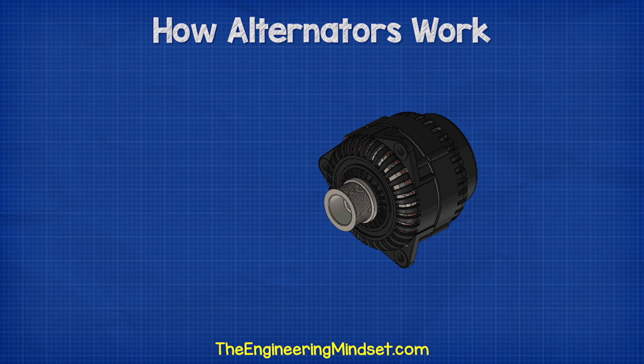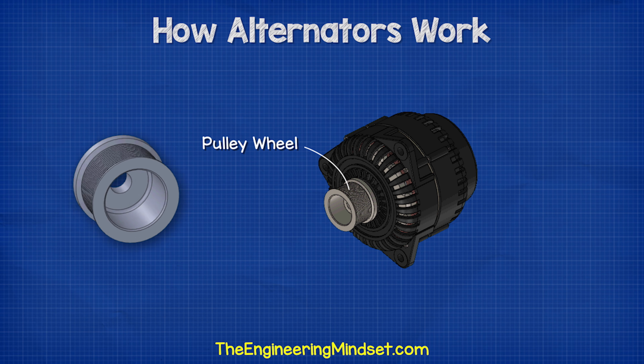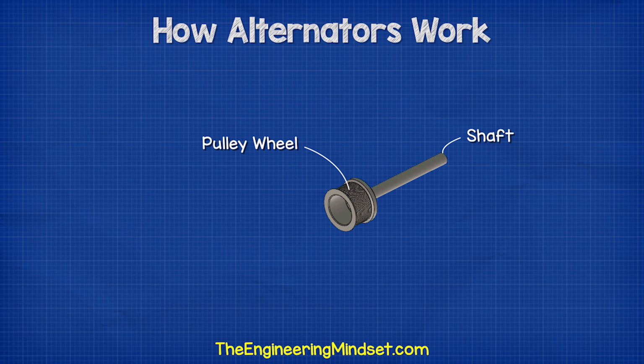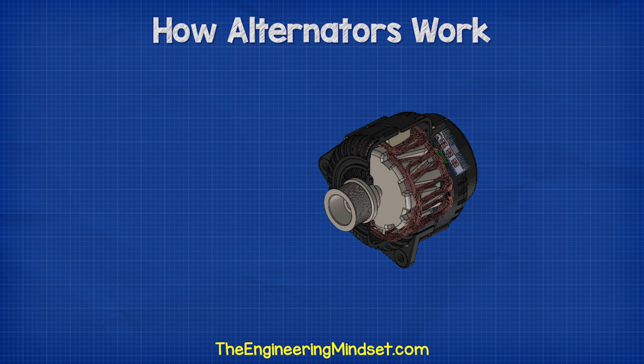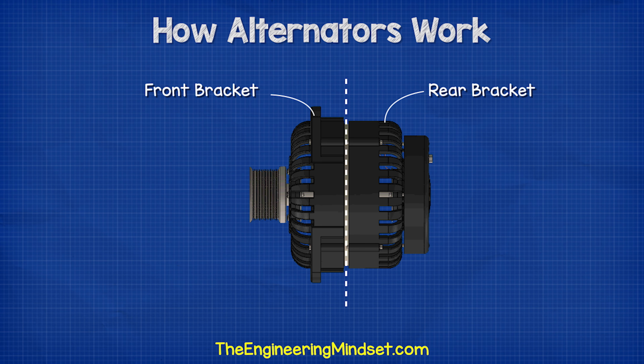Let's have a look at the main parts of the alternator. At the front of the unit, we find the pulley. This is a wheel which has grooves cut into it to help grip the belt that provides a rotational force from the engine. The pulley wheel is attached to the shaft which runs through the entire length of the alternator. The internal components are held inside the main housing. The housing consists of two parts, the front and the rear bracket.